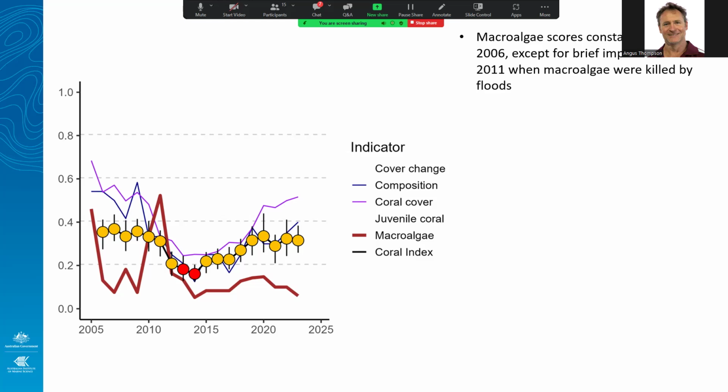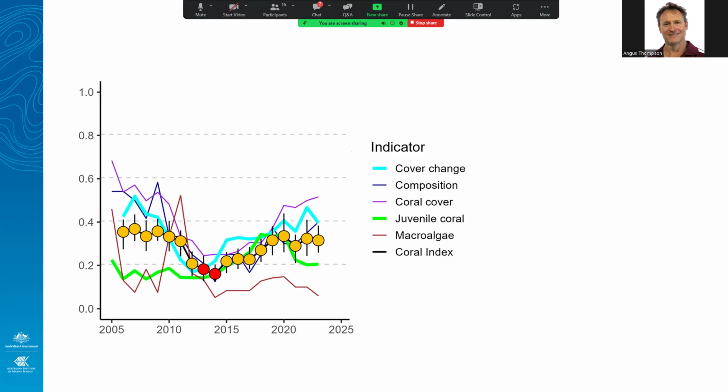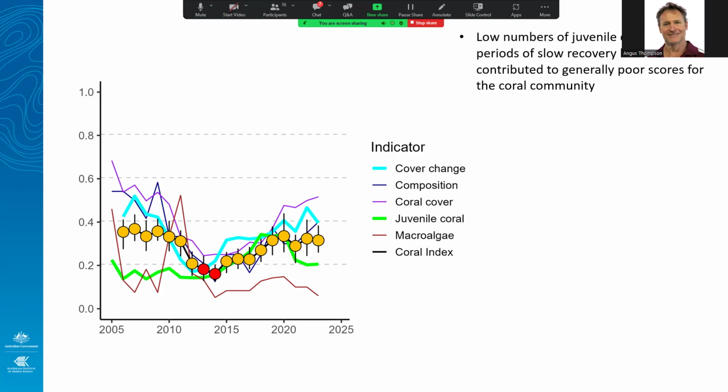And yeah, that was Middle Island, but we'll see that again later. And then there's two more, the cover change indicator in light blue there and the juvenile corals. And you can see that the juveniles have always been fairly low in the region. And that's probably just a normal state for reefs in the far south there that are quite isolated from other major areas of coral.